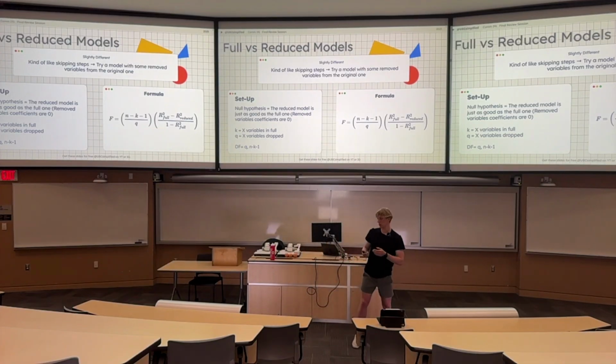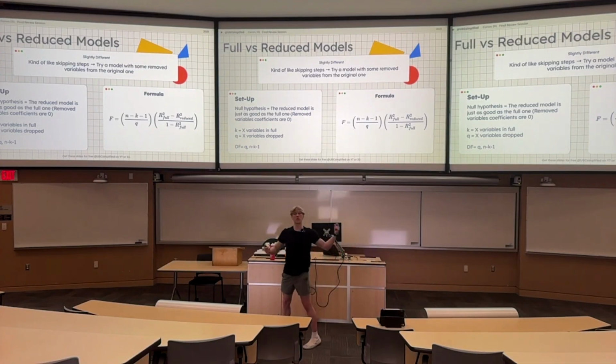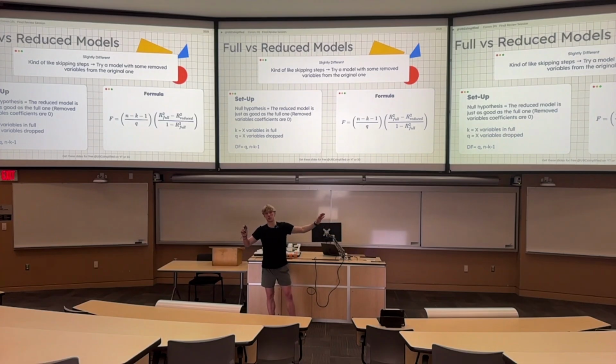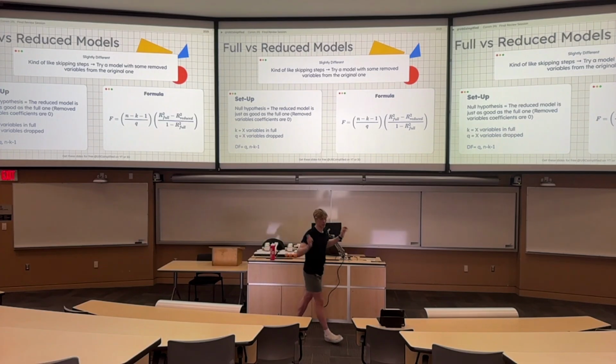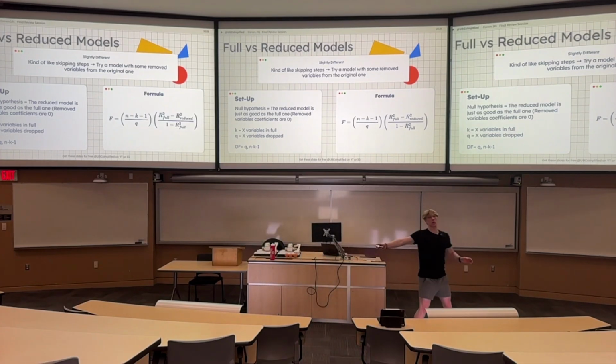So basically, your null hypothesis is saying the removed variables, so this is Q here, the X variables, the predictor variables that we dropped, were useless. Their coefficients were equal to 0. So the ones we dropped were useless. We didn't need them. Our reduced model is just as good.